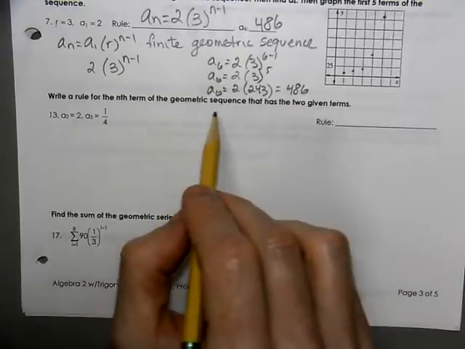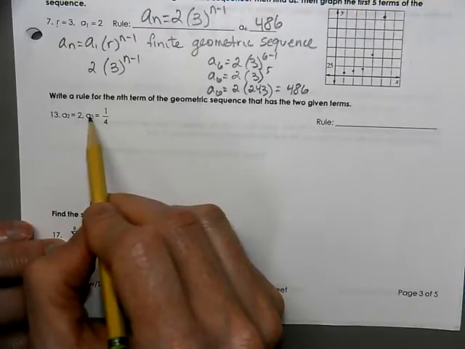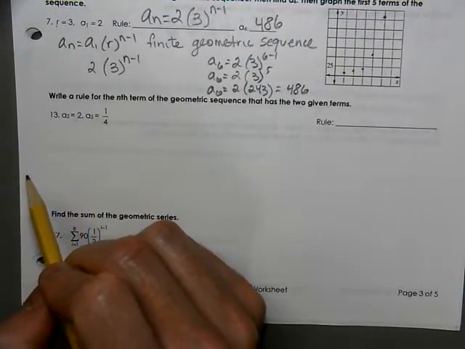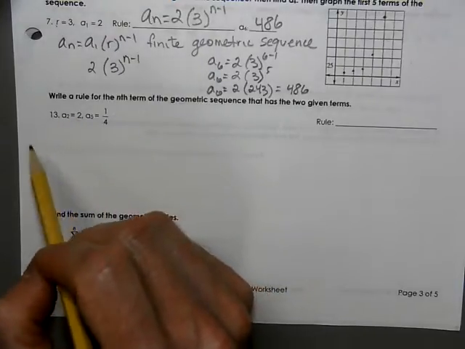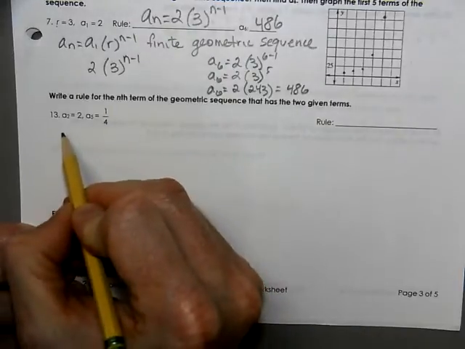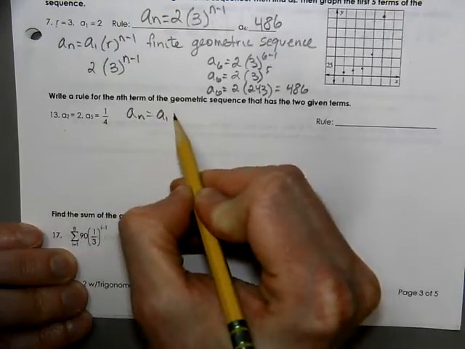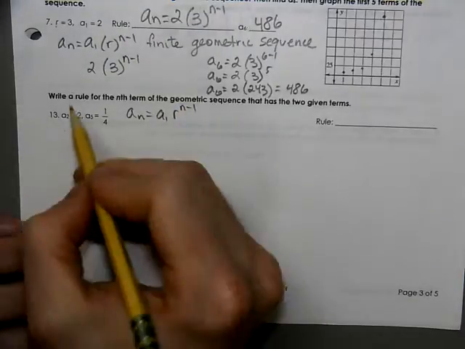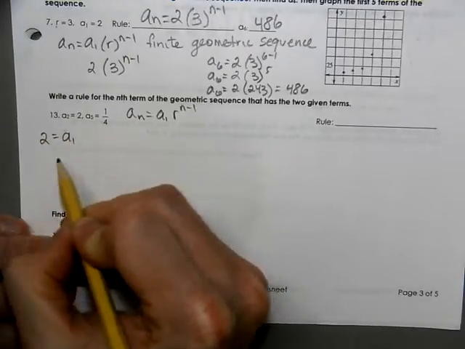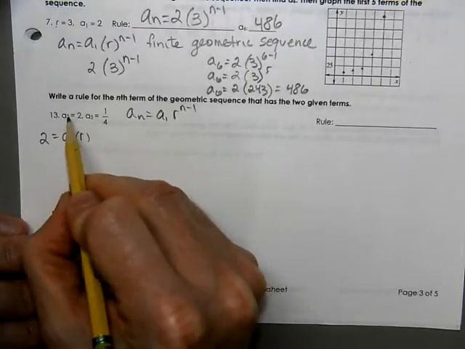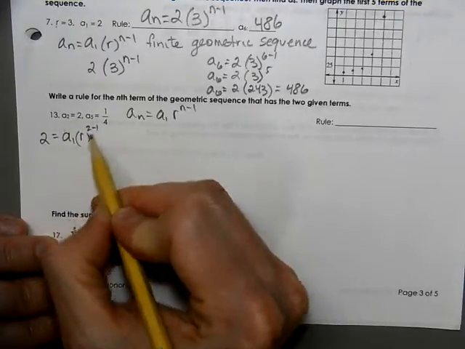Write a rule for the nth term of the geometric sequence. We have two terms here. We know that the second term is 2 and the fifth term is 1/4. We might be able to sit around and guess about how you might be able to come up with that, but if we follow our normal calculations, we're going to take the basic formula. We're going to plug in 2 for the A of n. We don't know the first term, we don't know the ratio, but we know the nth term. When do we get 2? We get 2 on the second number.